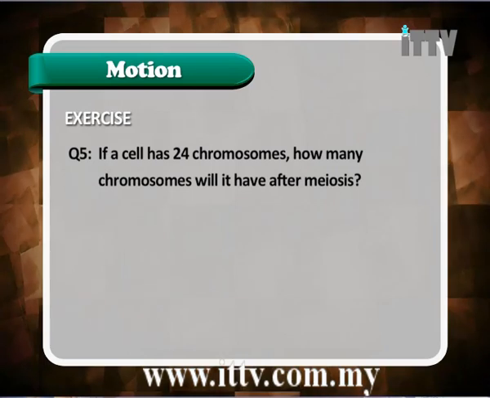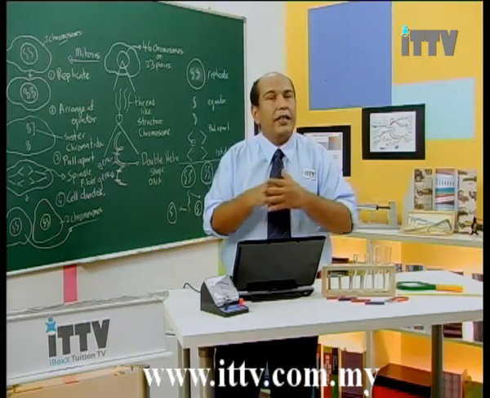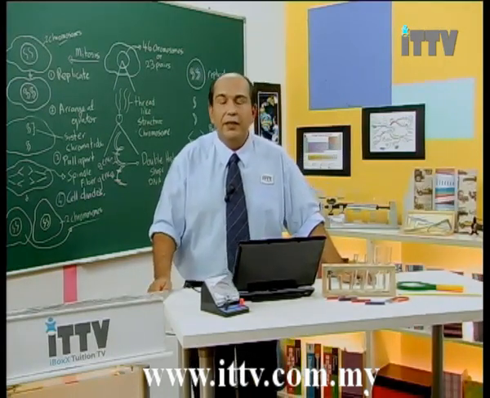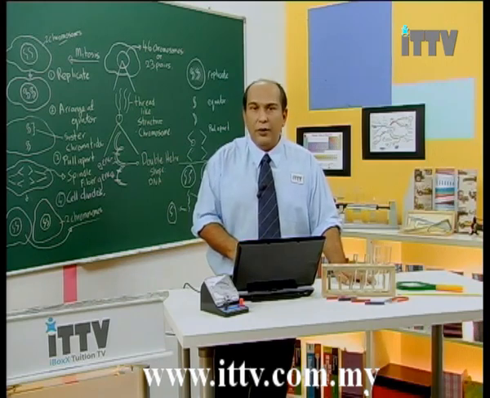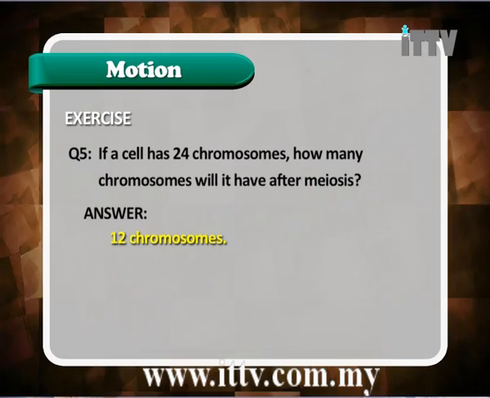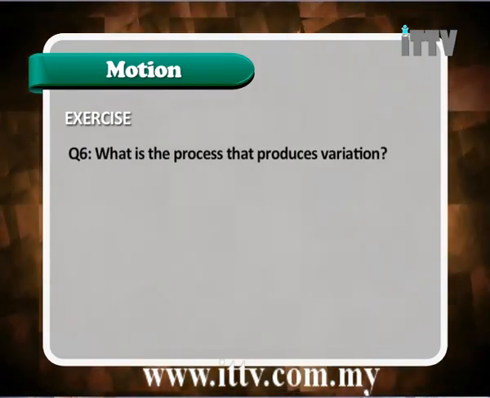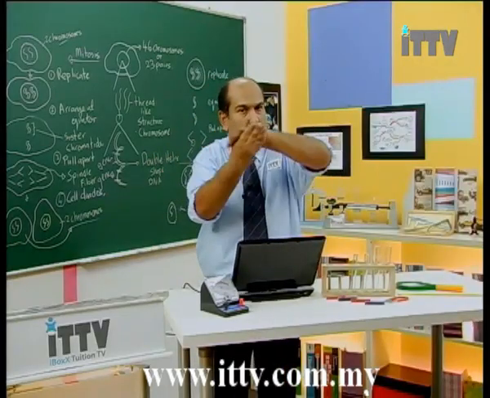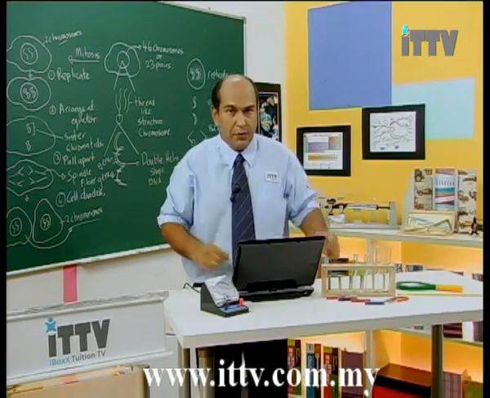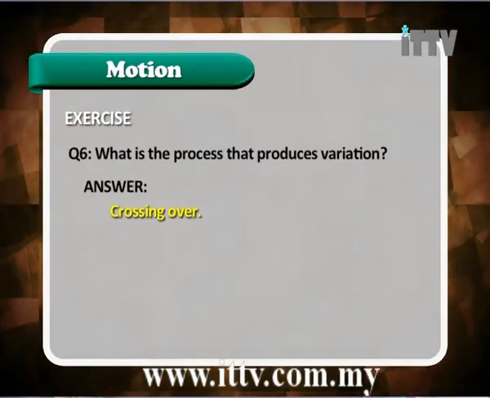If a cell has 24 chromosomes, how many chromosomes will it have after meiosis? Remember, the idea of meiosis is to halve the cell in chromosome number. So if you start with 24, what will you have at the end? Let's check the answer. 12 chromosomes. What is the process that produces variation? What's that process where the chromosomes went over each other and changed information? Can you remember what it was called? Let's check the answer. Crossing over.